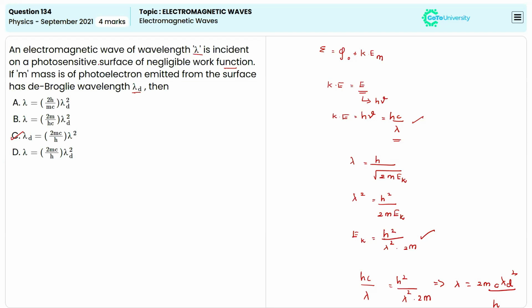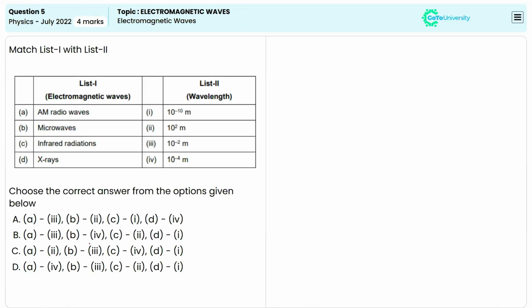So now we are moving to the next question. The correct answer for this question is option C here. Yes, because the radio wave is the first one. So I am just writing here in the order.